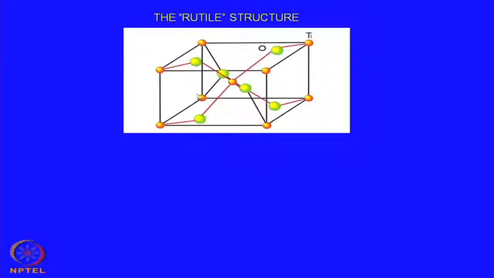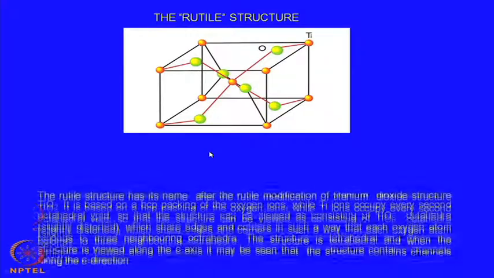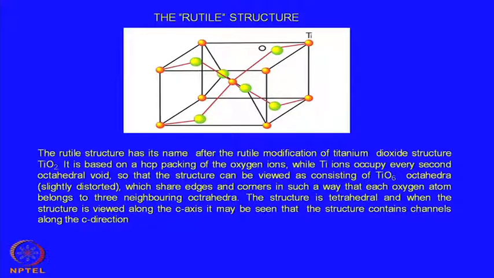Next we come to another structure, once again with a similar molecular formula. This was CaF2, but this is TiO2, and one of the polymorphs of TiO2 is called rutile, the rutile structure. This of course is not a cubic structure, incidentally. All so far we have discussed only cubic structures, but this is a deviation from the cubic structure. The rutile structure has its name from the rutile modification, a particular structure type of titanium dioxide, TiO2.